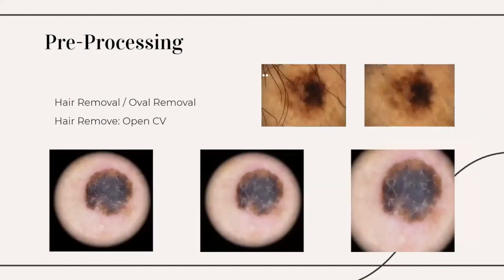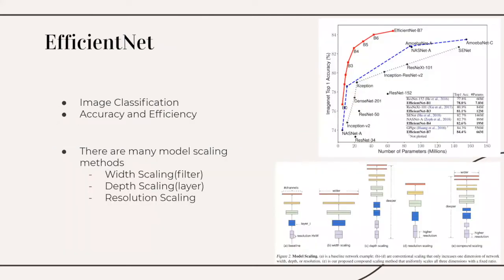In order to further enhance our result accuracy, we preprocessed the data even more by removing the hair and oval from all the images. For the hair removal, we used OpenCV to remove the hair from the images so that the skin lesion can be better focused. Furthermore, we also implemented oval removal for images that have a lot of black boundaries, as shown in the image on the bottom.